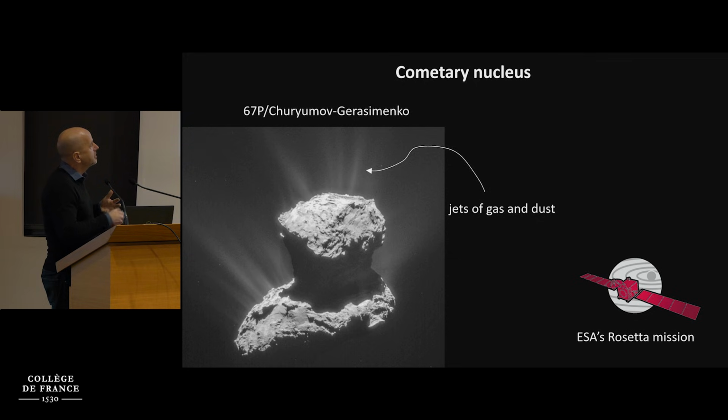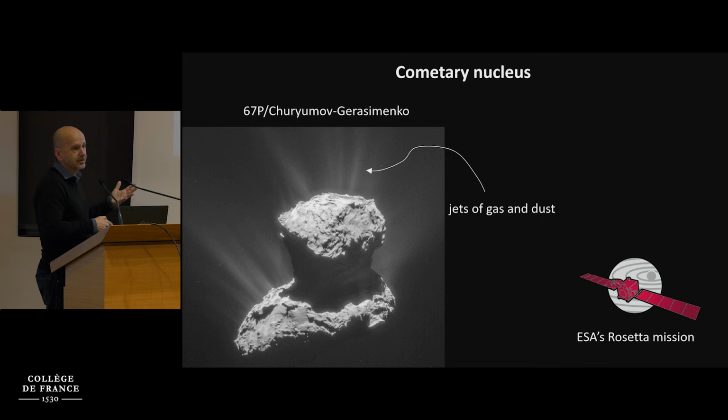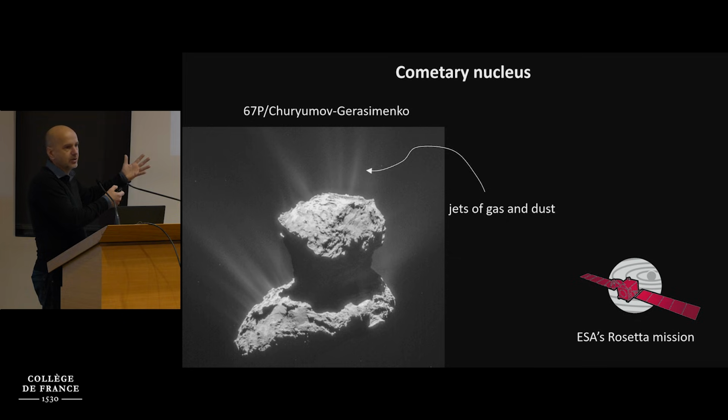This comet in particular is about 4 kilometers in size, so there is a very large range of scales involved in cometary activity. They start at kilometer scale and then go all the way to the tail, which may be millions of kilometers long.